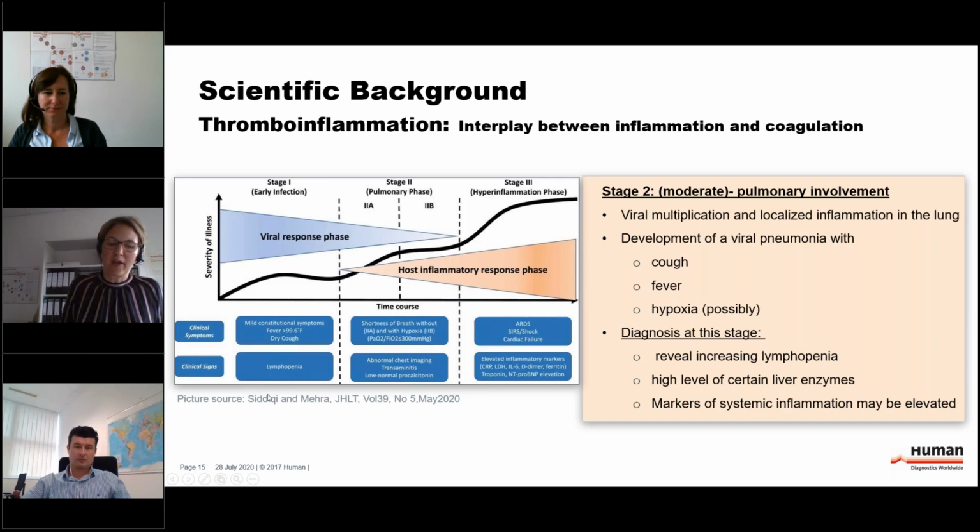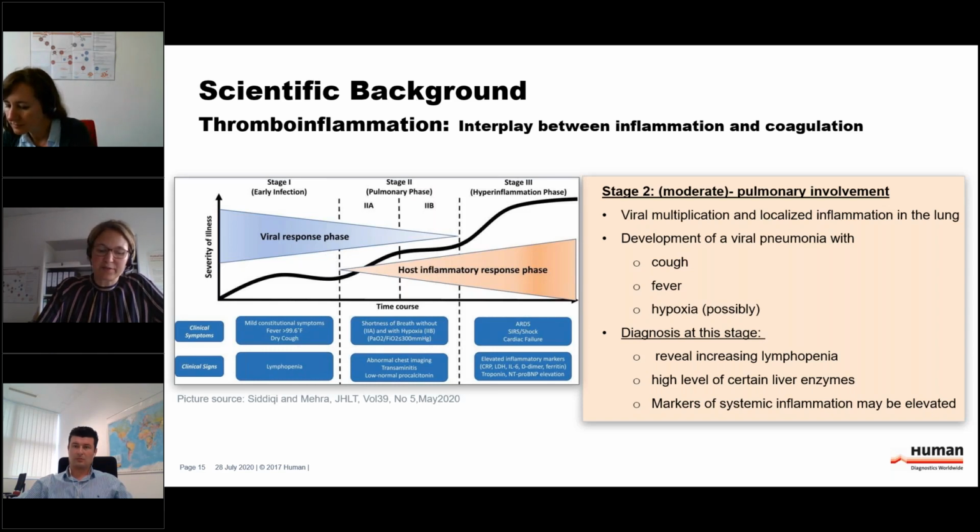In stage 2, we have a moderate pulmonary involvement, without and with hypoxia. In this second stage of an established pulmonary disease, viral multiplication and localized inflammation in the lung are reported. During this stage, patients develop a viral pneumonia with cough, fever, and possibly hypoxia.